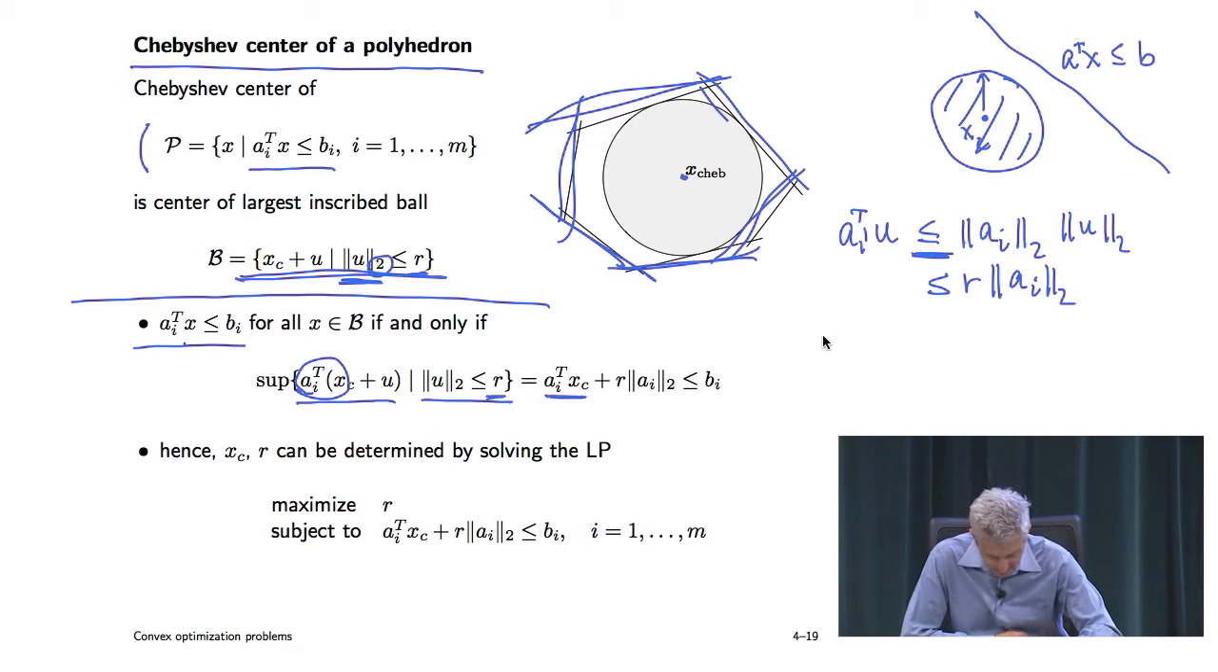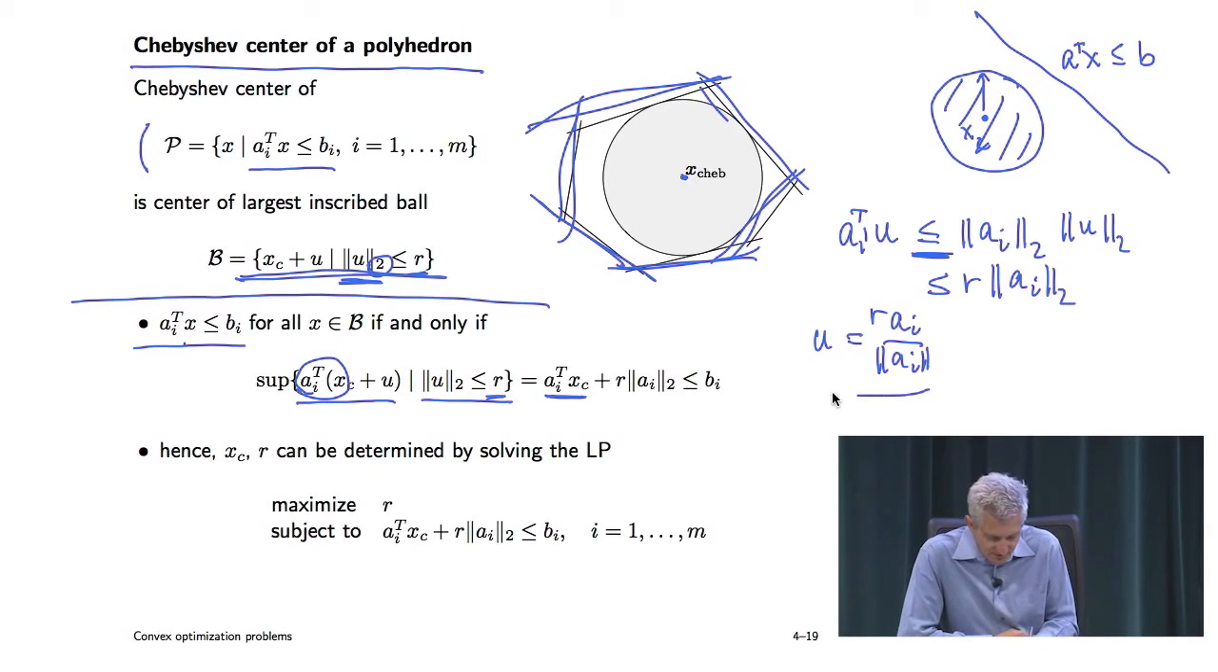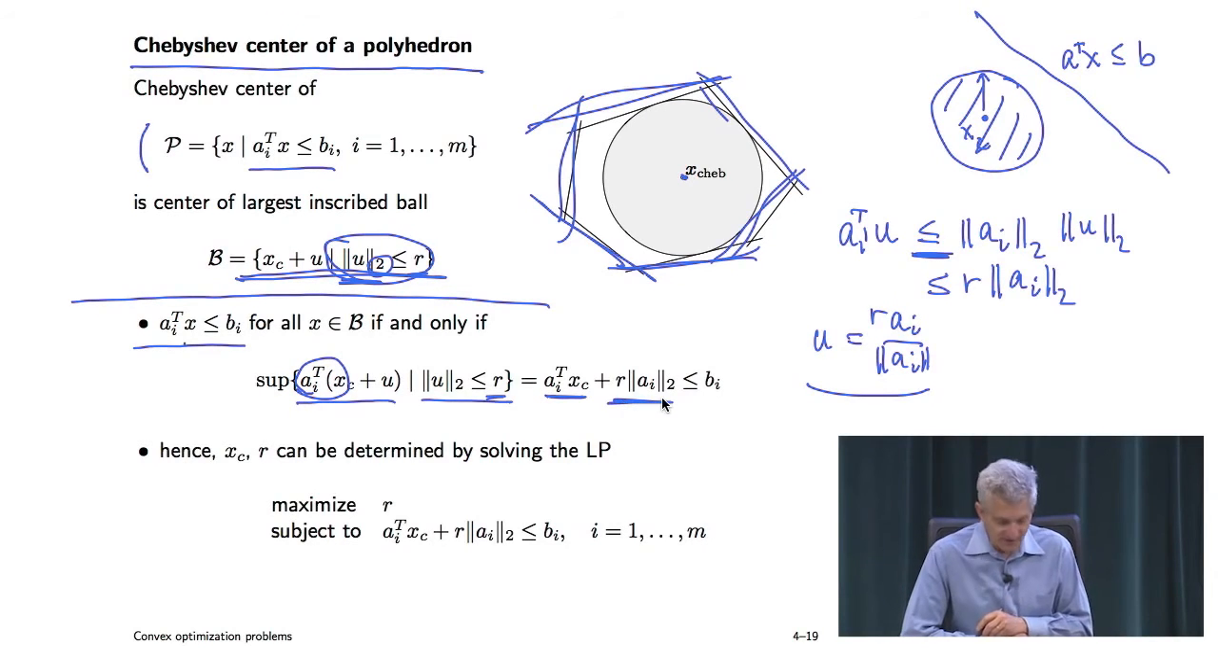In this case, that means U is AI over norm AI. And then we have to multiply this by R. There we go. So for this value of U, which indeed satisfies this, it is true that you get equality here. And so that's that. That's the largest possible value of the inner product of AI and U over this set of U's. Okay, and we write this down.